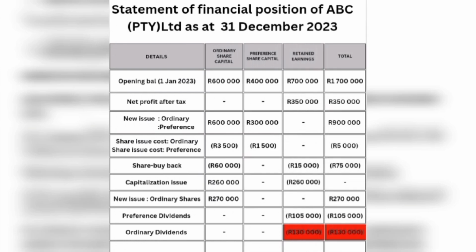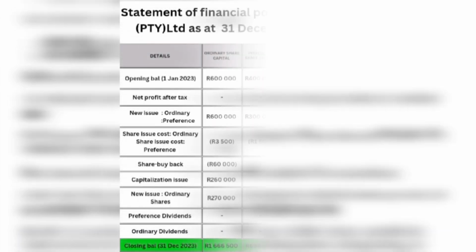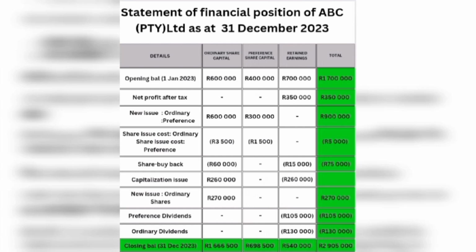What we need to do right now is to total each column so that we can get the closing balances. You should be able to calculate your total equity horizontally or vertically. Both should give you the same amount if you have done your statement of changes in equity correctly.